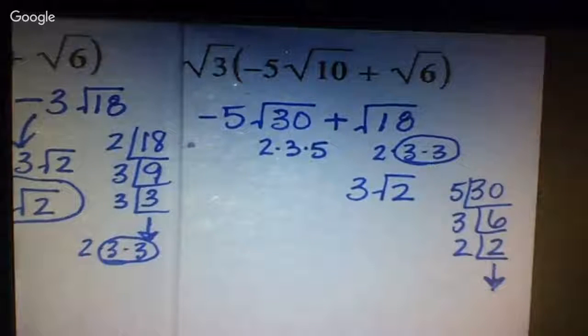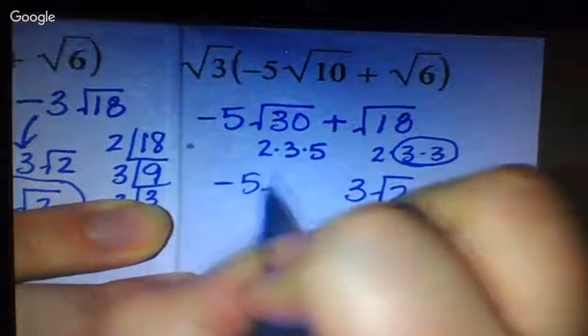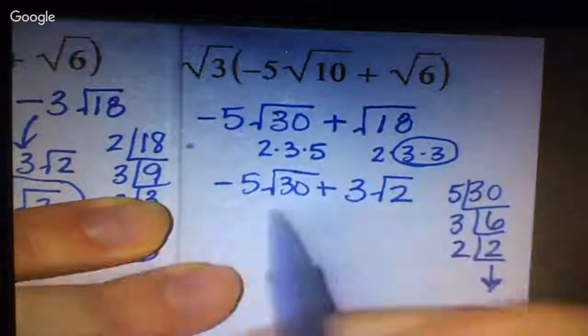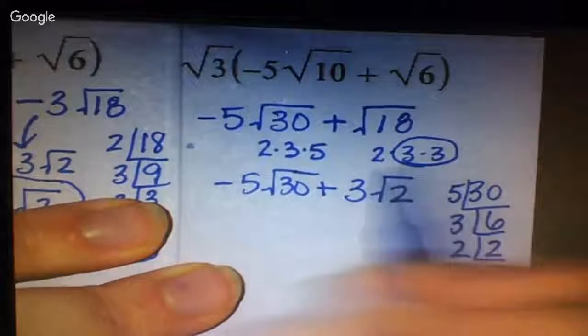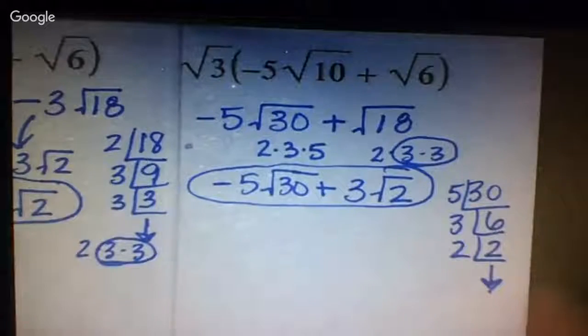Can I circle anything? No. No, so what happens? It multiplies all together. It stays the same. There's nothing we can do. So -5 square roots of 30 cannot be simplified. Can I add these two together? No. The one's a 30, one's a 2. So that's my final answer. I am finished.